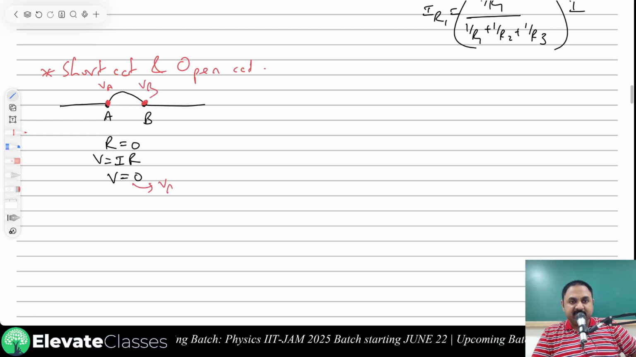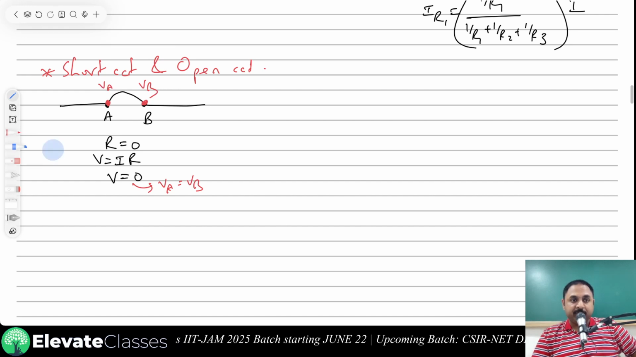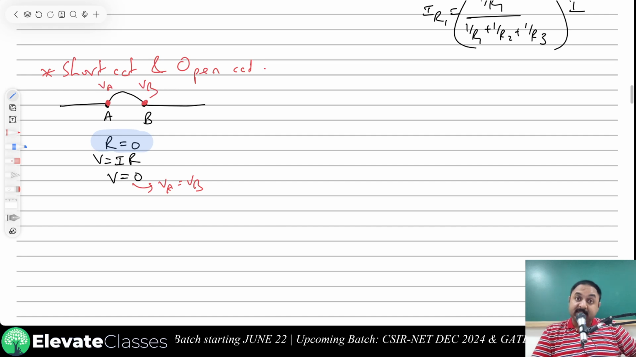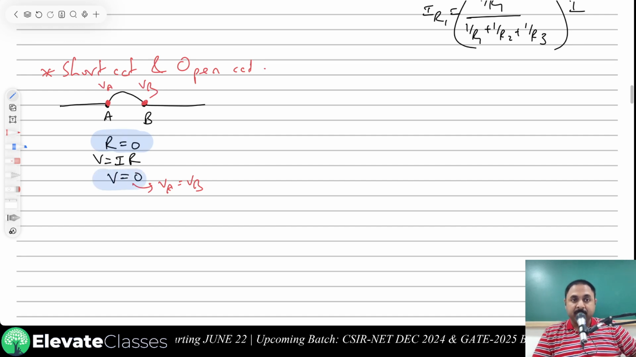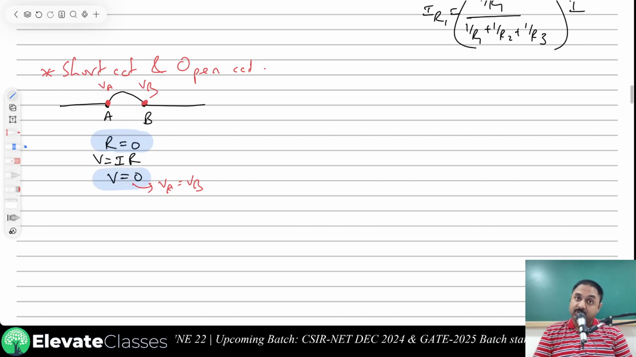What do we mean by this? VA will be equal to VB. So whenever there is a short circuit between 2 points, what you need to remember is that the resistance between those 2 points is zero and the voltage across those 2 points is also zero. Both those points are equipotential.